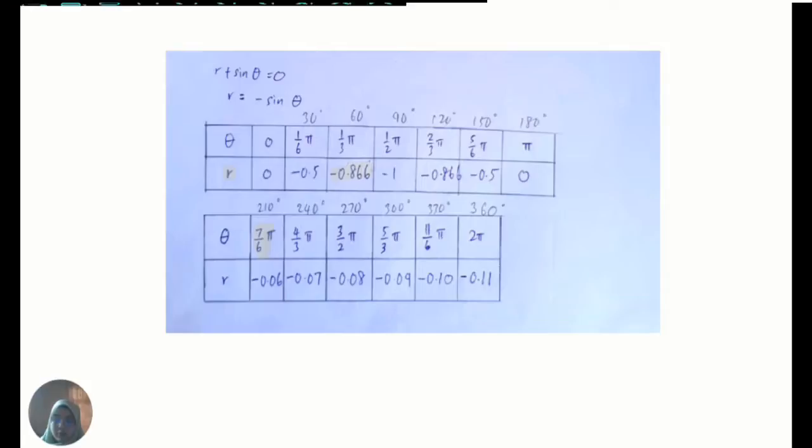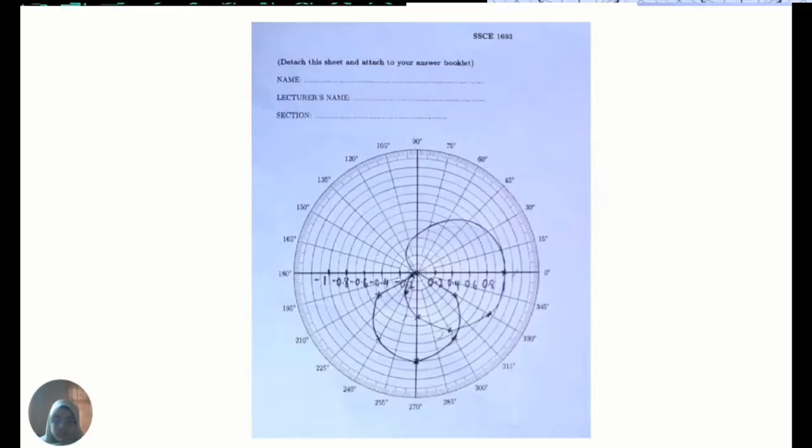Next, a table of theta and r has been drawn. Theta starts from 0 until 2 pi with an increment of 1 over 6 pi. So each point of r, theta has been drawn on the polar grid. The graph has been drawn on the polar grid. The difference in radius is 0.2.